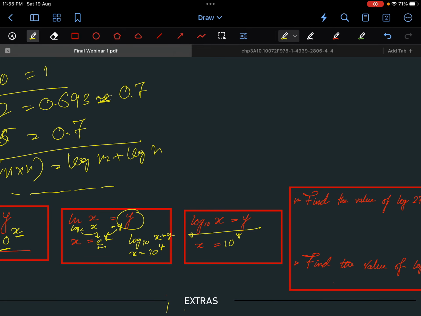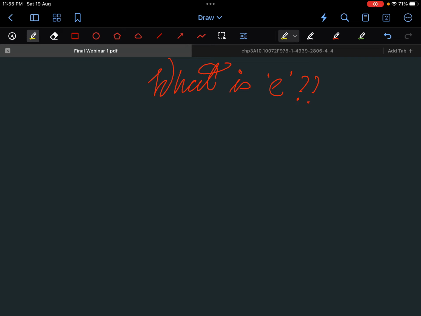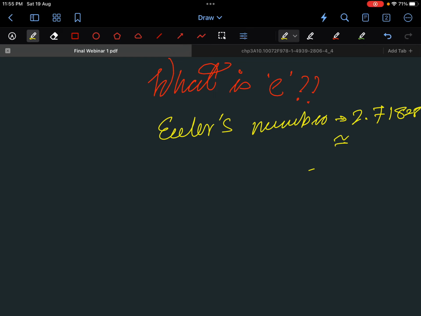Okay, so what is e? E is nothing but Euler's number. Euler is the name of the mathematician, Euler's number. And what is the value of Euler's number? I think you should remember this one: 2.71828, or you can just simply write 2.72. So the value of Euler's number is 2.71828, or approximately 2.72. This is e.